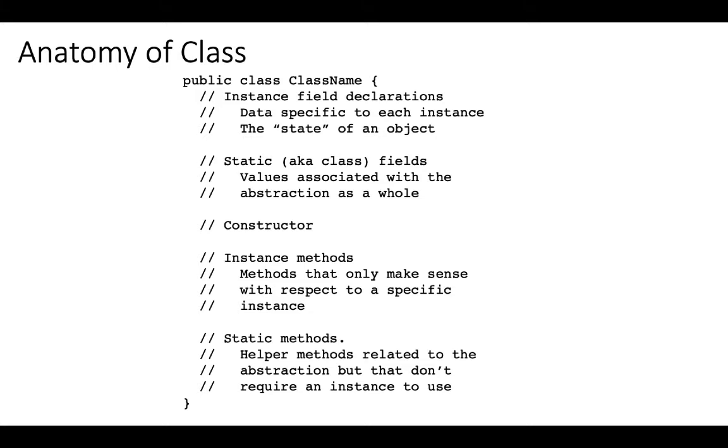All right, so some classes might not have static fields. Some classes might not have any static methods, right? Generally, a class will almost always have instance fields because it's trying to define a new abstraction, right? And generally, of course, it'll have a constructor to initialize a new object, and it'll have instance methods because you want to be able to work with that object.